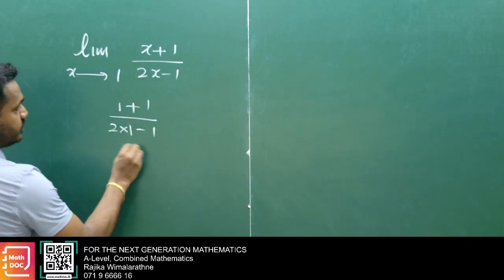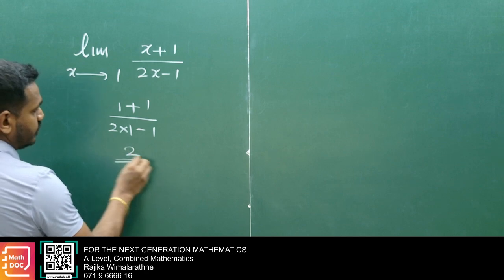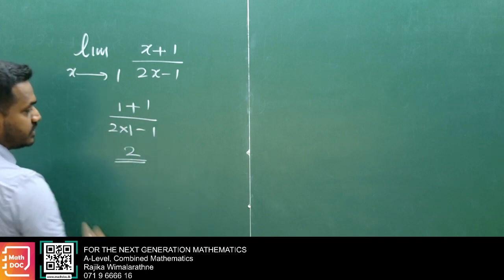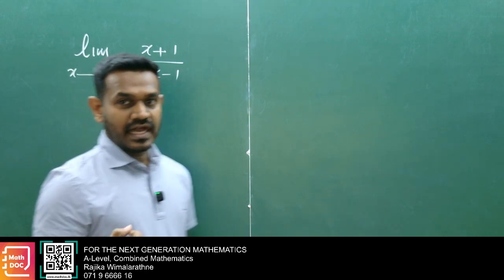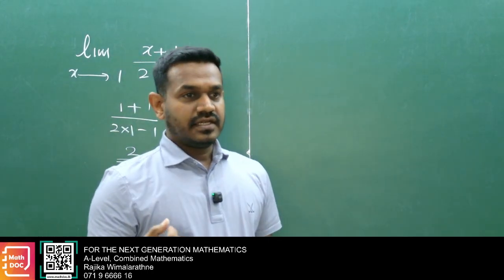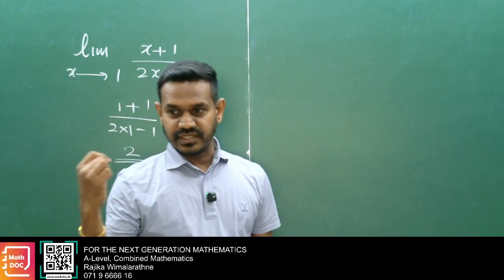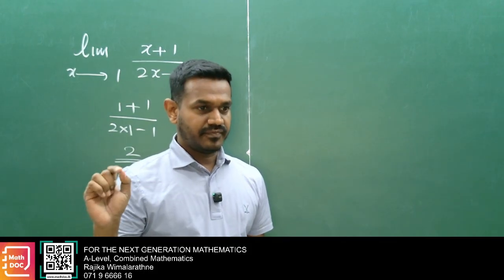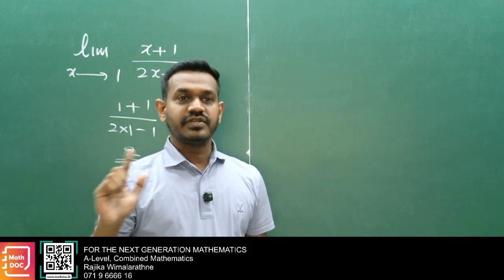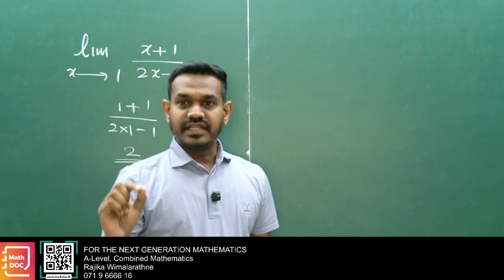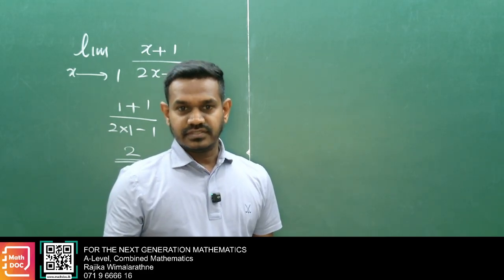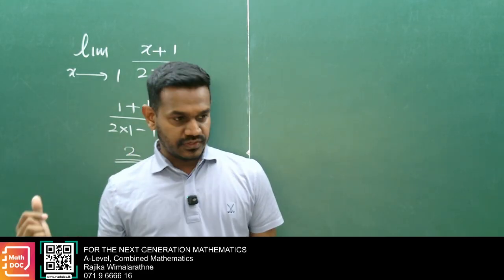Find the value: 2 over 1, answer 2. If that result is defined, then you say that is the solution. Simple step: first you substitute the x limit into the function, then check whether it is defined. If it is defined, it is a solution.